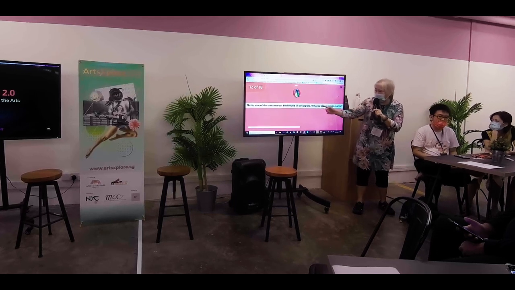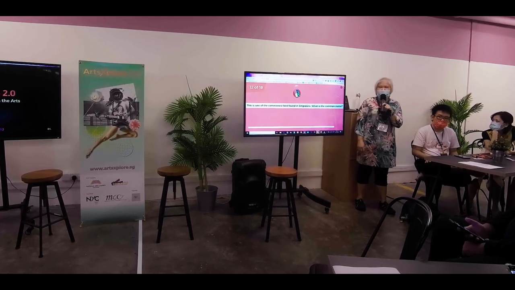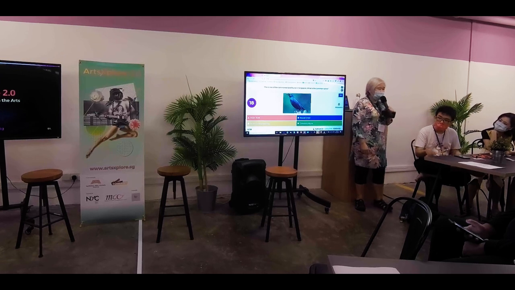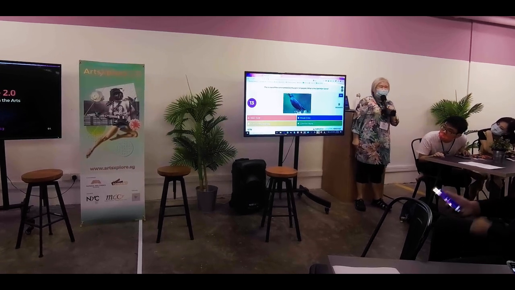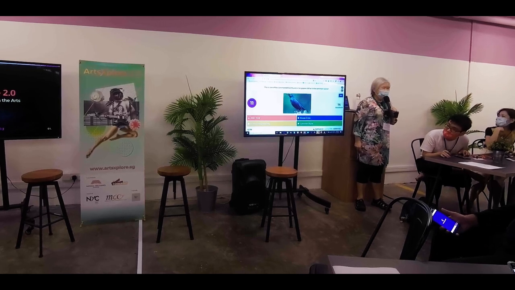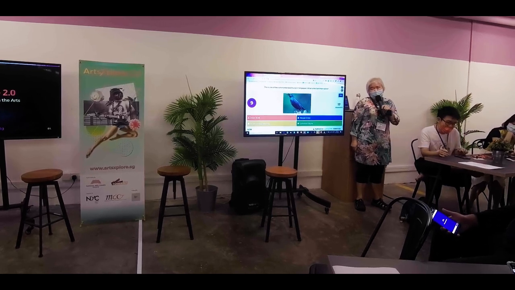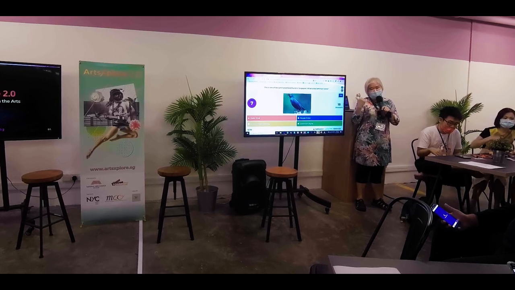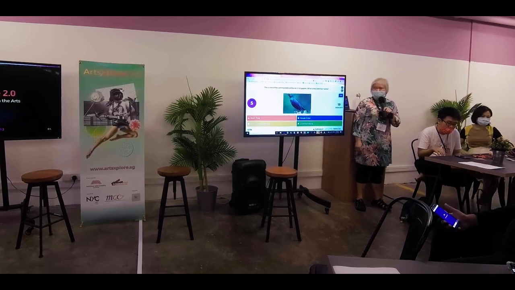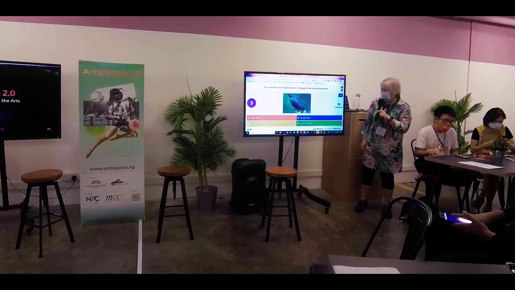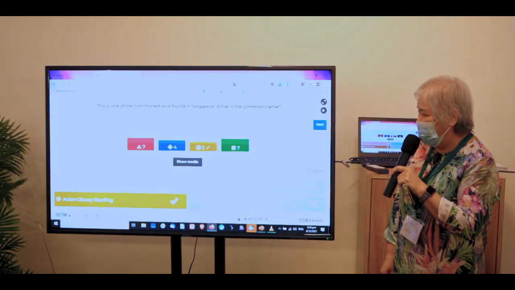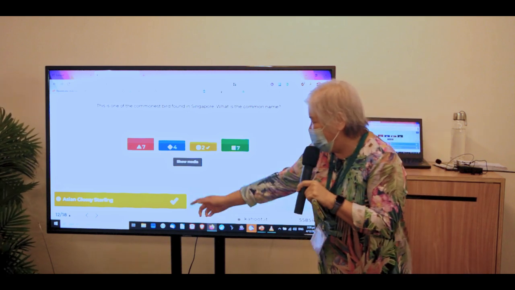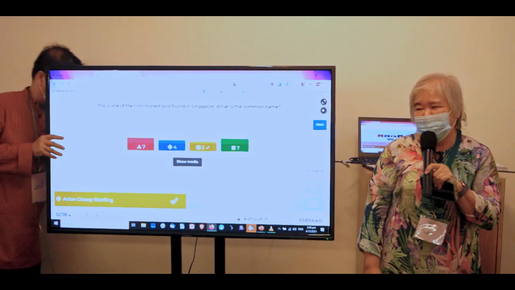This is one of the commonest birds found in Singapore. What is the common name for this bird that you see? It's the second most common bird in Singapore. Confess if you have not seen it. I know you only see mynas and pigeons or crows, but this is a very abundant bird. It has red eyes, so some people are quite afraid of it. It's actually the Asian glossy starling.